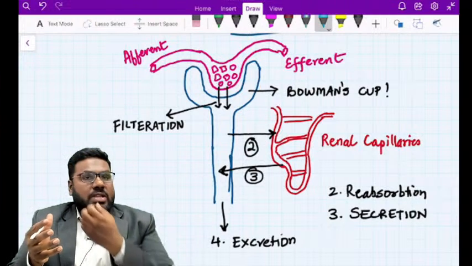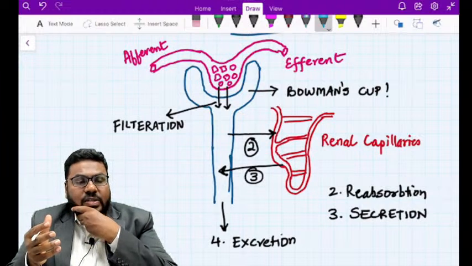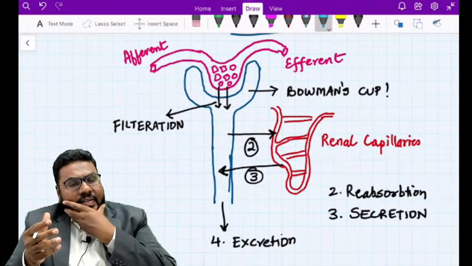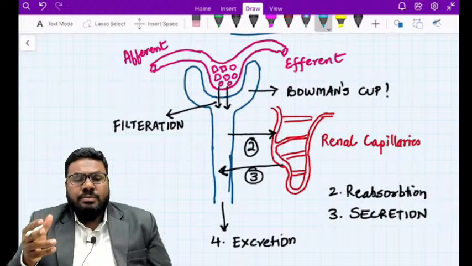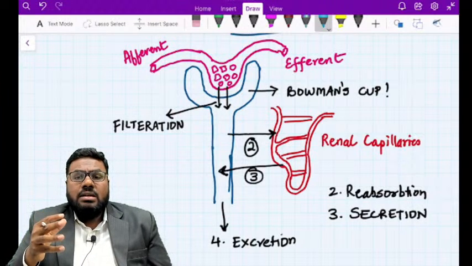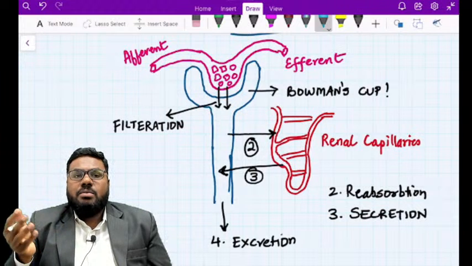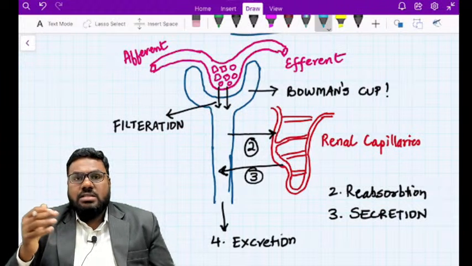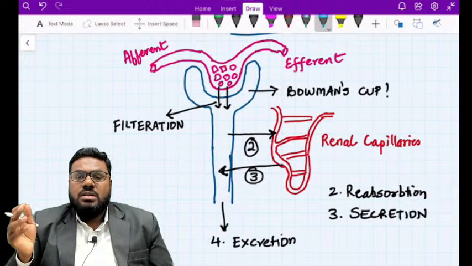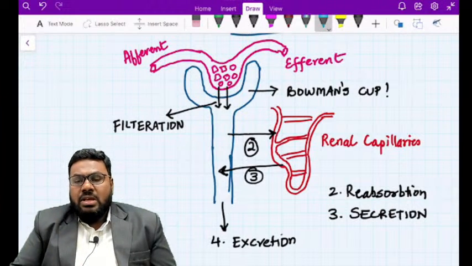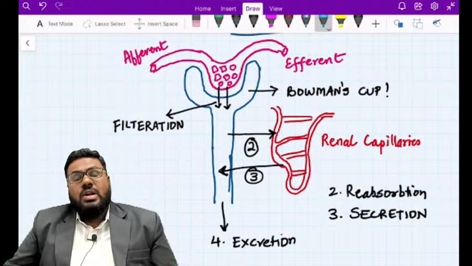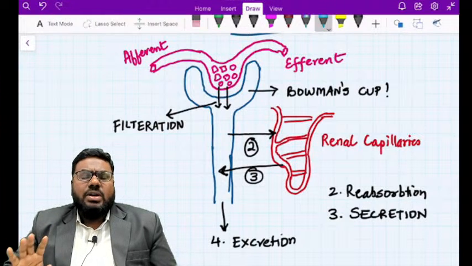Active in the sense that if ATP is utilized and if ion channels require ATP, some activity there results in modification of this plasma, and then finally the excreted product is the urine, which is passing through the collecting tubules and is excreted out. Tubular reabsorption is a physiologically very important phenomenon.